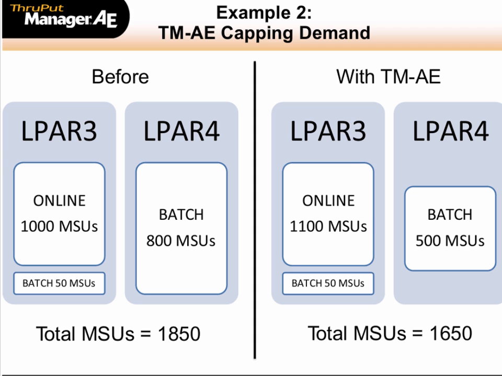After implementing TMAE, the installation identifies 300 MSUs of batch workload on LPAR 4 that can be deferred during peak times. They decide to reduce their LPAR group limit by 200 MSUs per hour and let the online work on LPAR 3 consume an additional 100 MSUs per hour. Note that the batch on LPAR 3 is all high priority, so they left it alone. Their online applications got the capacity boost they needed, and they still reduced their peak monthly rolling 4-hour average.